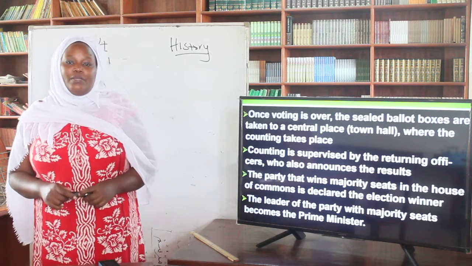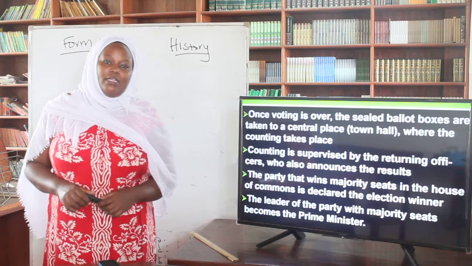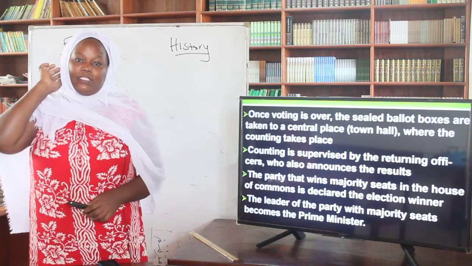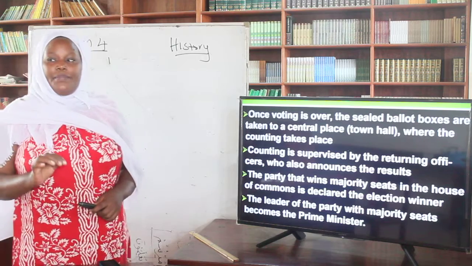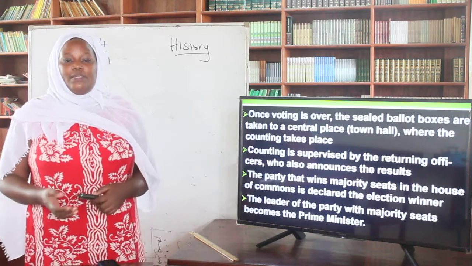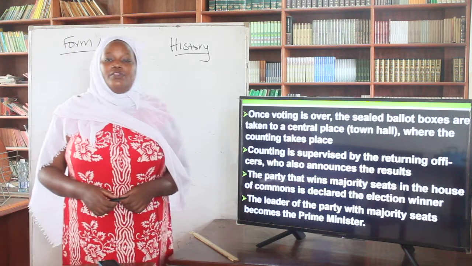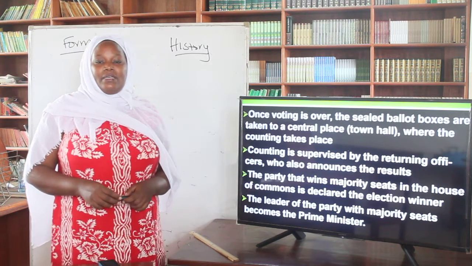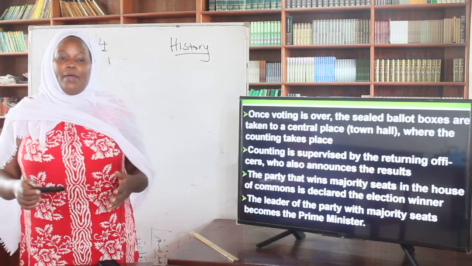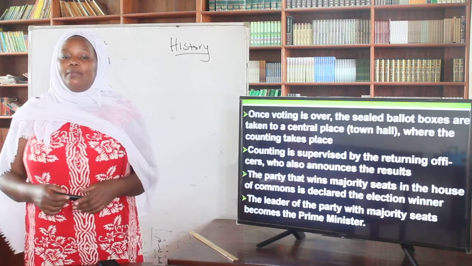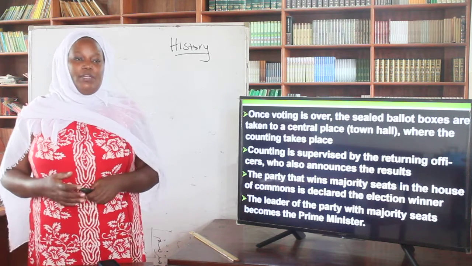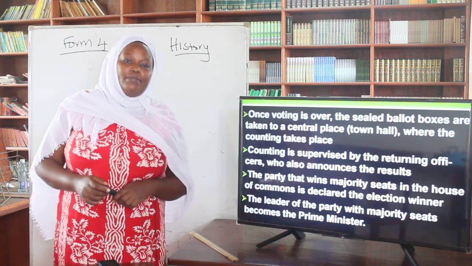So the party that wins the majority of seats in the House of Commons is declared the election winner. And the leader of that party with the majority of seats becomes the Prime Minister. But unlike here in Kenya where it's automatic, once you announce the president, you become the president, in Britain, the Prime Minister must be invited by the monarch, the Queen, to form the government. So although it's ceremonial, it means a lot in Britain.